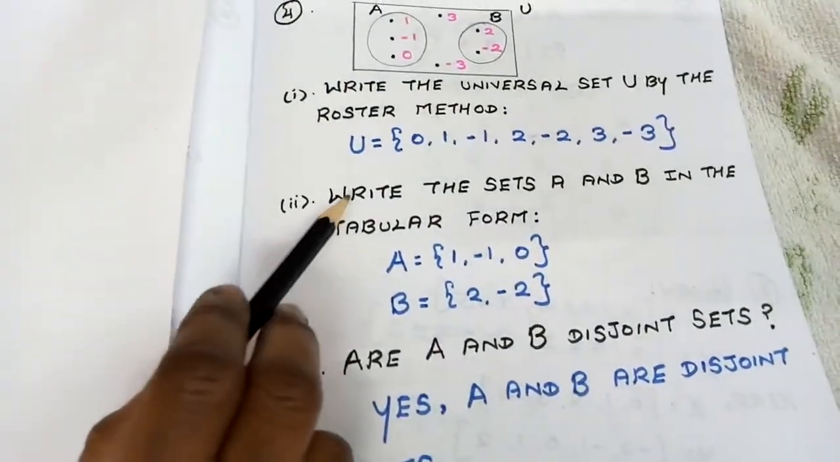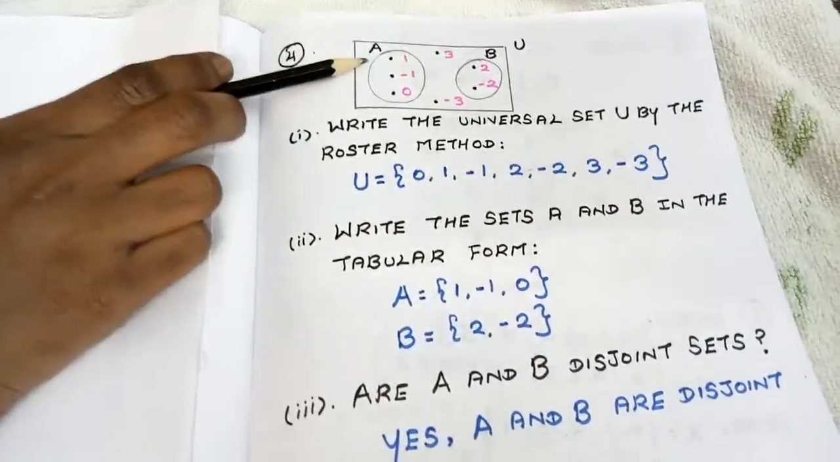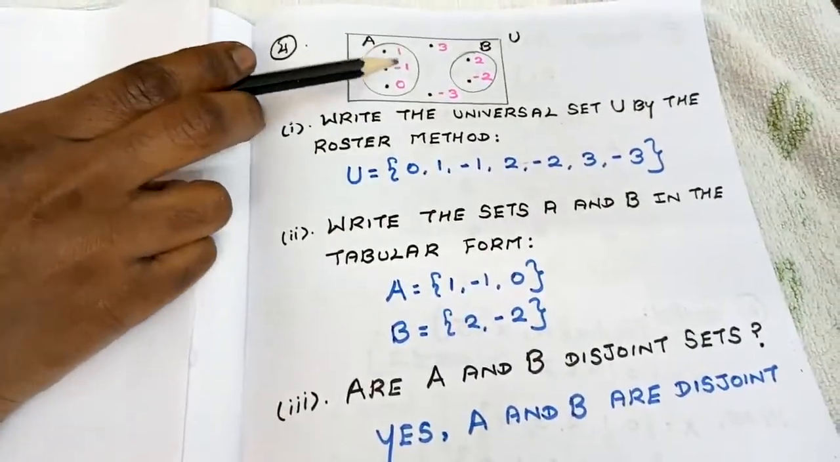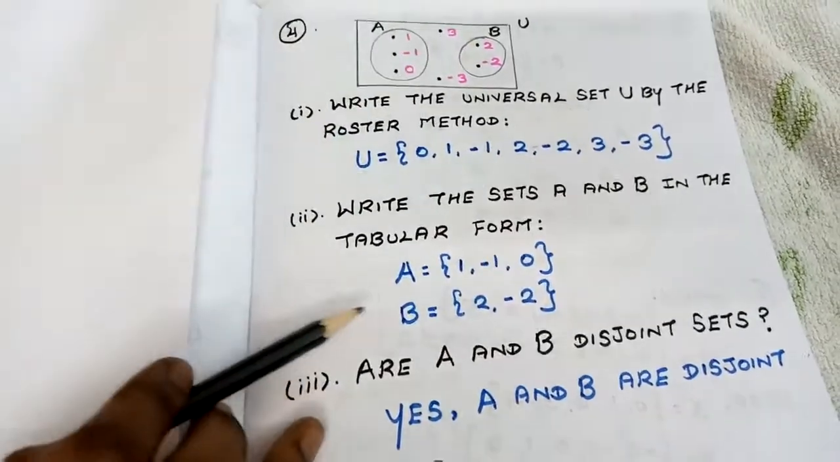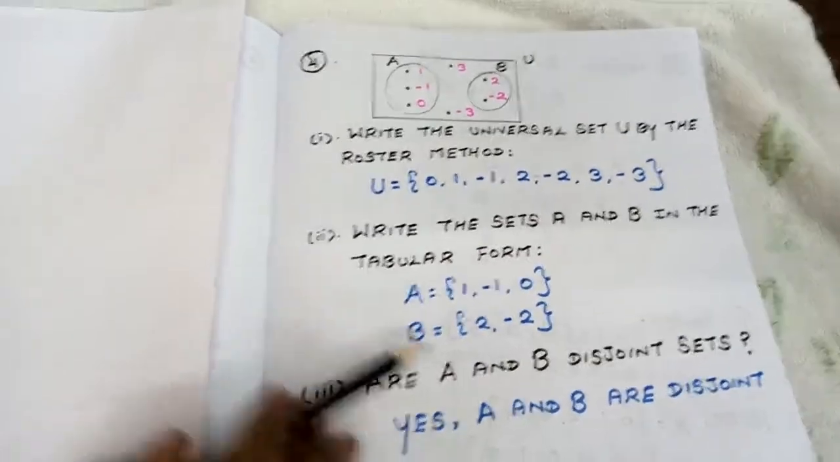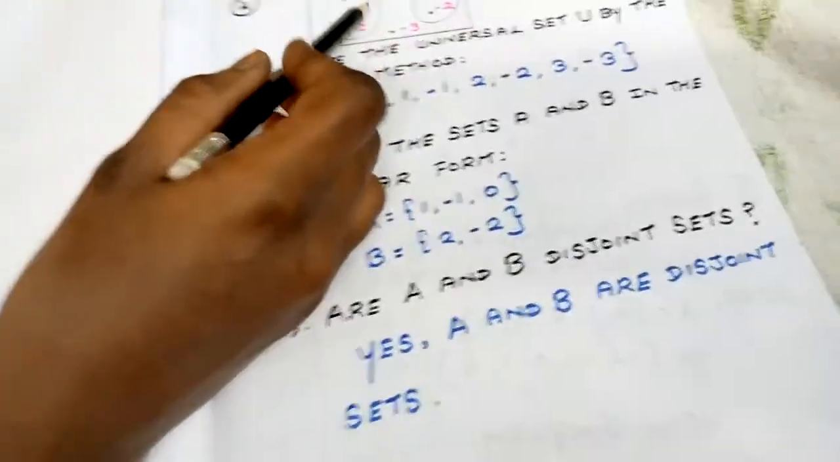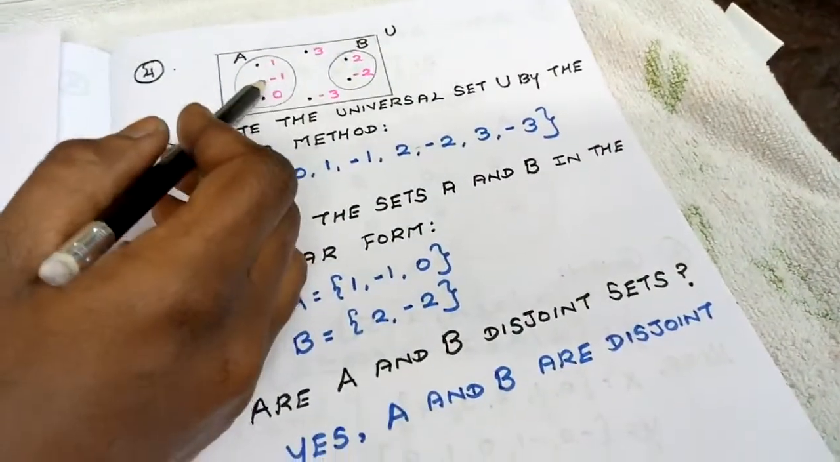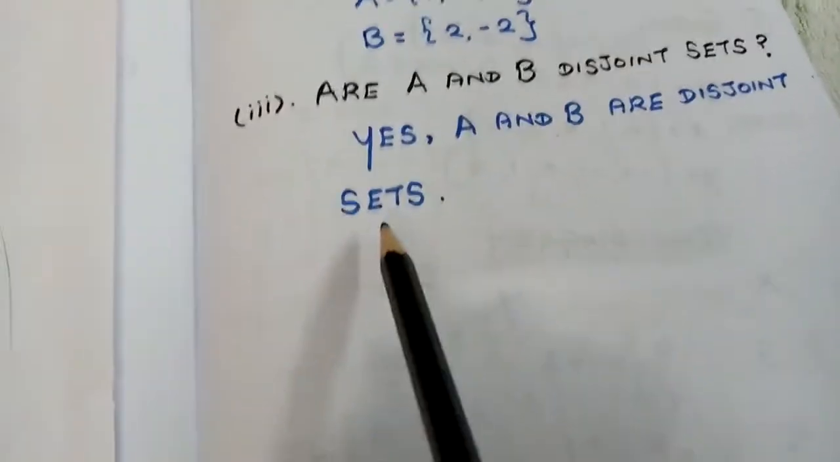Second question, write the sets A and B in tabular form. A, if you see, 1, -1, 0, B, 2, -2. So set A and set B. Third question, are A and B disjoint sets? If you see, both are separate and they do not have any element common. So yes, A and B are disjoint sets. Next we are going to see the fifth sum, students.